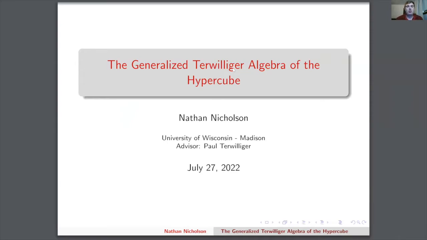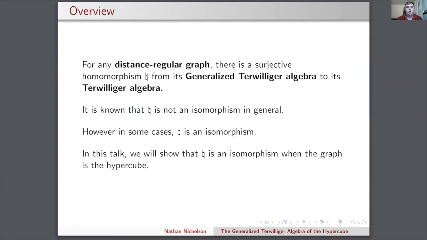I'm talking about the generalized Terwilliger algebra of the hypercube today. As a quick overview, for any distance regular graph, there's a surjective homomorphism, which we denote natural, from its generalized Terwilliger algebra to its Terwilliger algebra. We know that this map is not an isomorphism in general, but it is in some cases. In this talk, we will show that natural is an isomorphism, specifically when the graph is the hypercube.